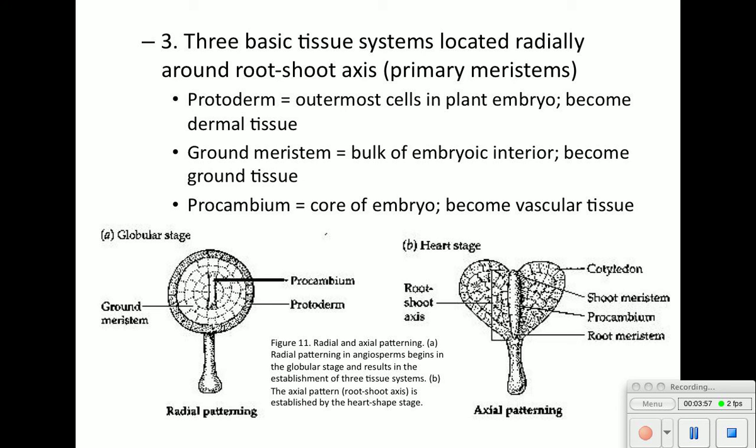Okay, so 3 basic tissue systems, which we have already discussed, but they are located radially in the root shoot axes. So we have the protoderm, which is that outermost cell that becomes the epidermis or the dermal tissue. And then we get our ground meristem, which is the bulk of our embryonic material, and it becomes the ground tissue. And then the last tissue system would be the procambium. The core of the embryo becomes the vascular tissue.